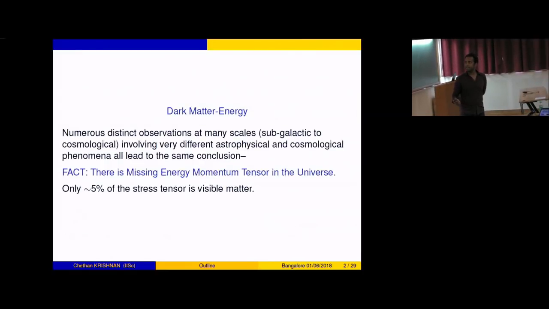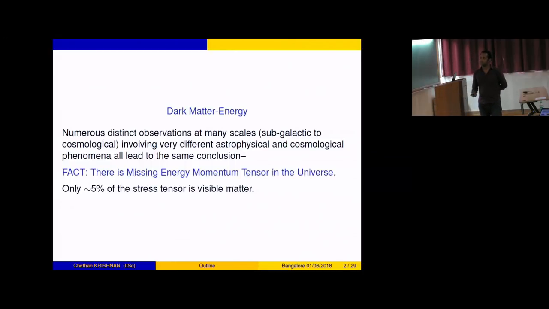So the basic idea behind dark matter and energy is that there is a tremendous amount of evidence at this point, from many different scales, starting from, let's say, subgalactic all the way up to cosmological scales, for the presence of some hidden stress tensor in the universe. At this point, I would say there is no question at all that it is a fact that there is a missing energy momentum tensor in the universe, and that's what we call dark matter and energy. The basic conclusion is that only 5% of the stress tensor is visible matter, and it behooves us to try and explain what this extra stuff is.